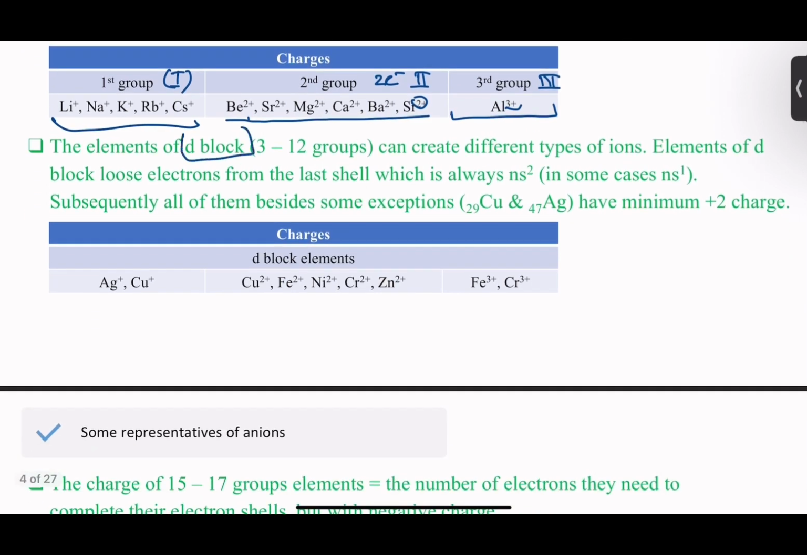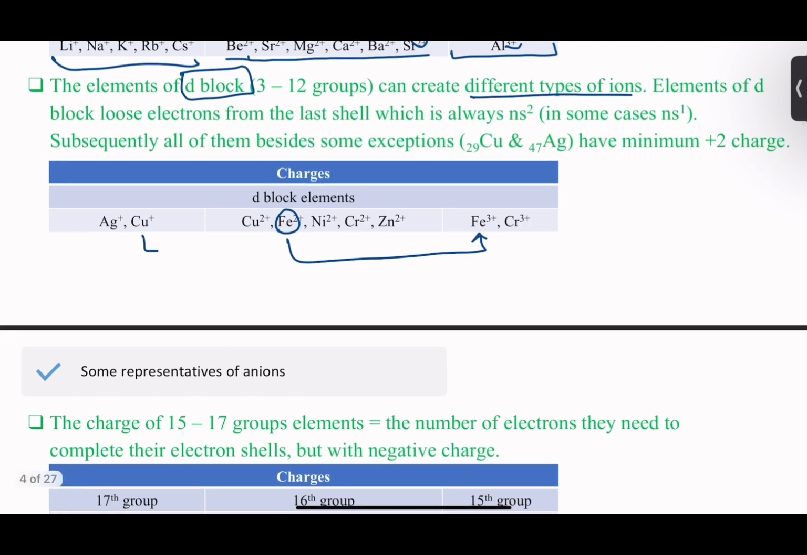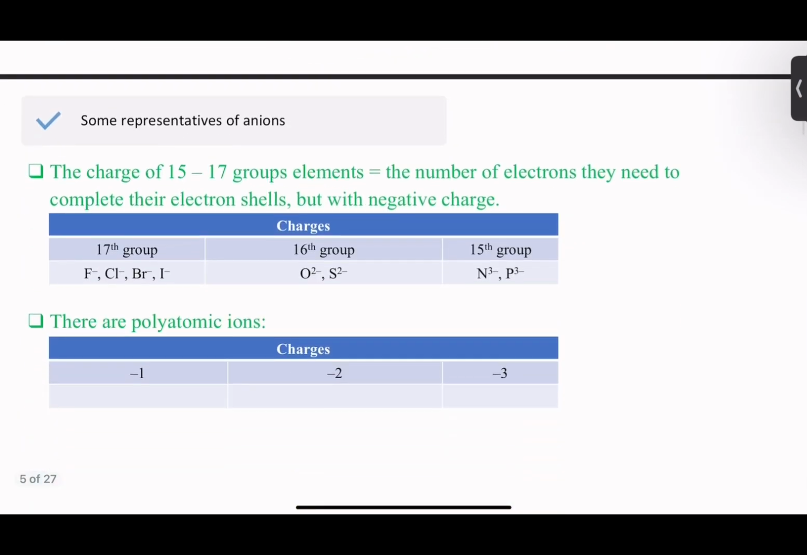But with the D block elements, you can have different types of ions. For example, iron, you see here, we have +2 and also +3. For example, here you have copper +1 and +2. Depending on what it binds with, it can make +2 or +1.